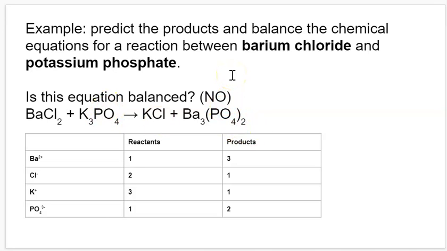So from this, we can intuit that this is not balanced at all. So this is not going to be an acceptable final chemical equation. We're going to need to figure out what the ratios of all of these things are in order to obey the law of conservation of mass.